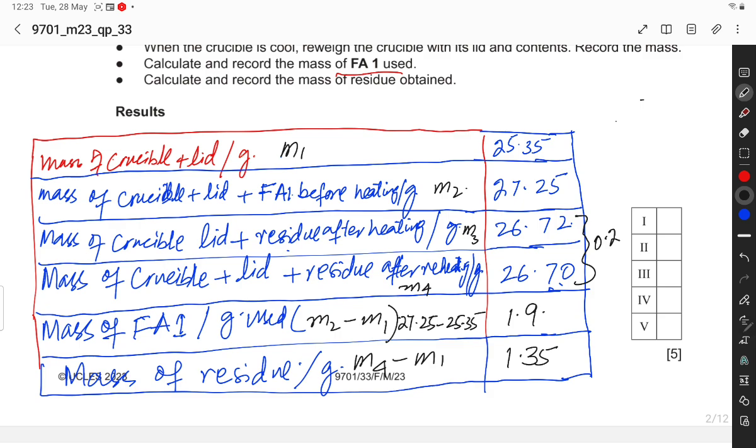Okay, with units and with the correct headings, correct recording of results with units and with this pattern, and the difference between these two values should be not more than 0.2, then you can get 5 marks for this table.